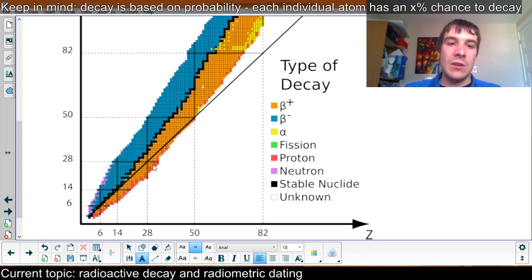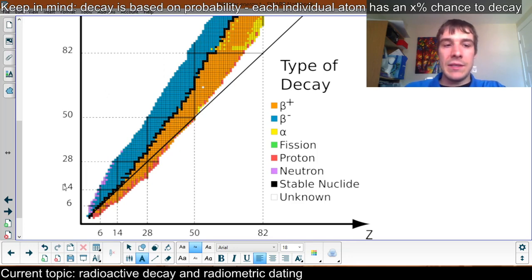When you have too few neutrons, you can just kick out a proton if you want. If you have too many neutrons, you can just kick out a neutron if you want. But those are the edge cases. By far the most common are beta negative and beta positive emissions. And then the black ones are all the stable ones.